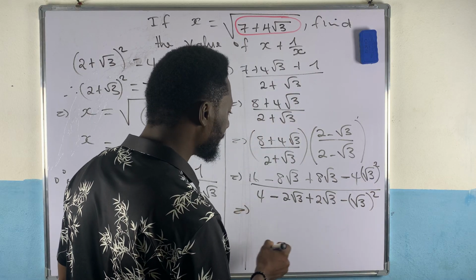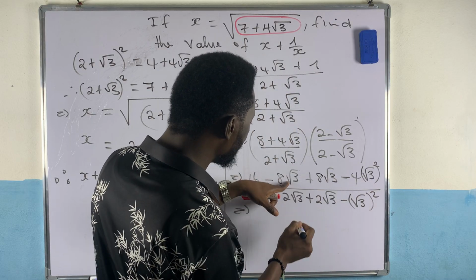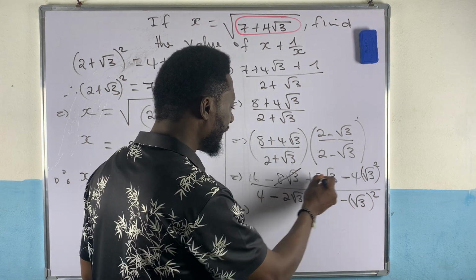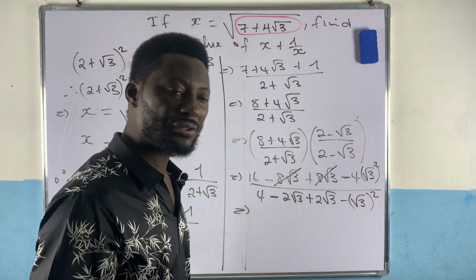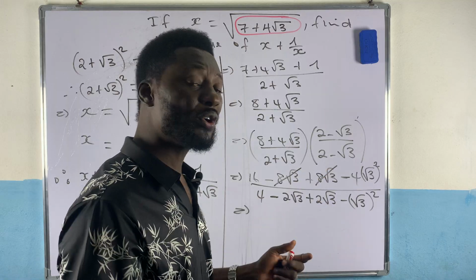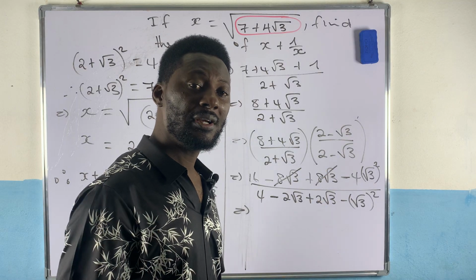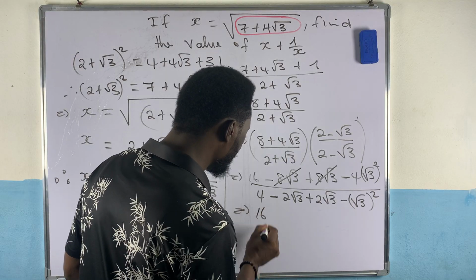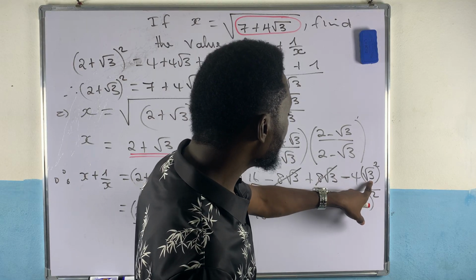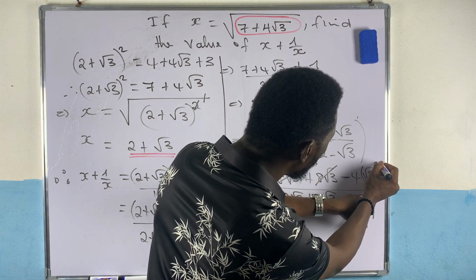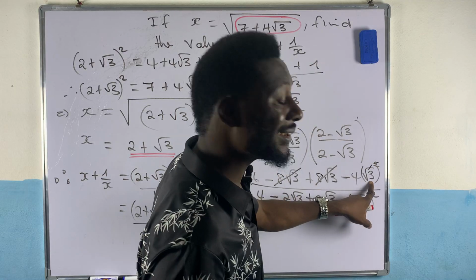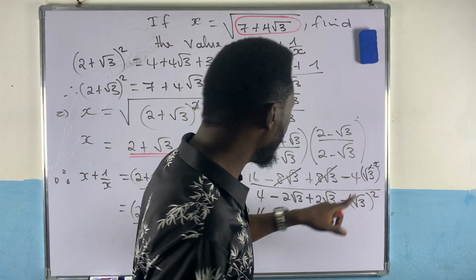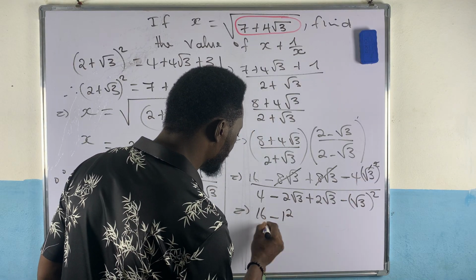So you see that negative 8 root 3 plus 8 root 3 cancel out. So this term and this term, they cancel out, because negative x plus x is 0. Negative y plus y is 0. So we have 16 plus 4 root 3 squared. Like I said, the square and the root, they cancel out. So we'll be left with 3. 3 multiplied by 4 gives me 12.